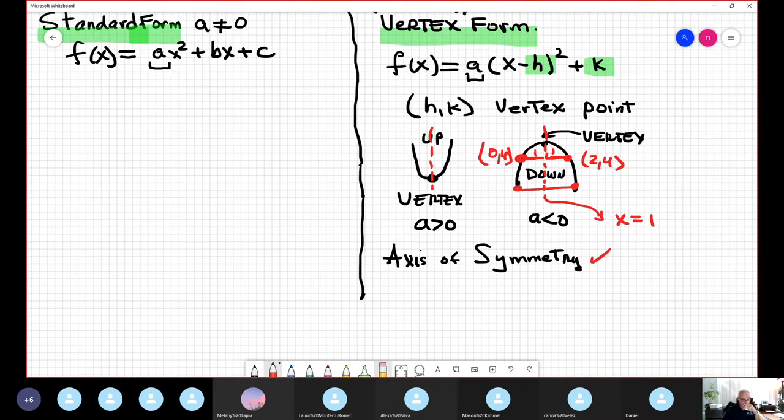This is the importance of the axis of symmetry. By the way, what is the equation of the axis of symmetry? Well, x equals h. This was a particular hypothetical example, but in general, it's x equals h. And h is the x-coordinate of the vertex of this parabola.